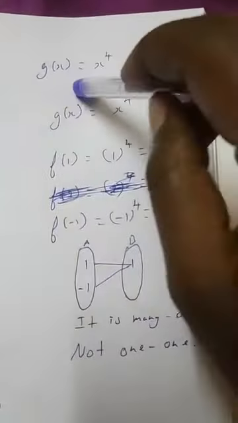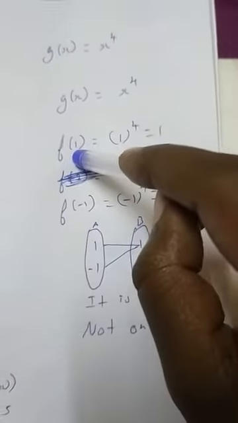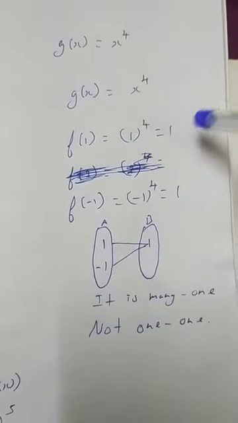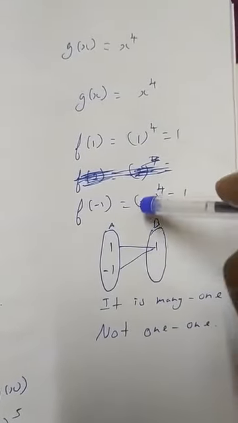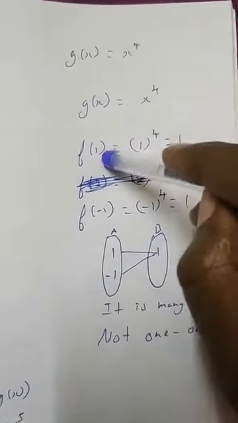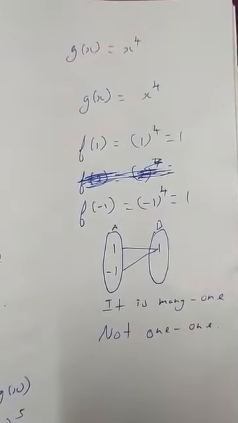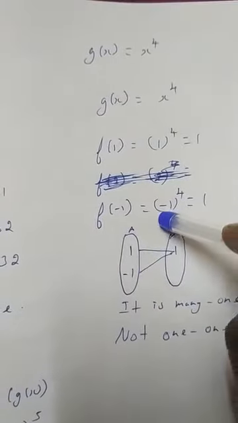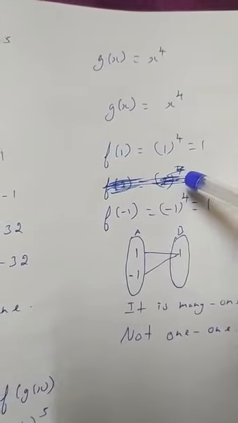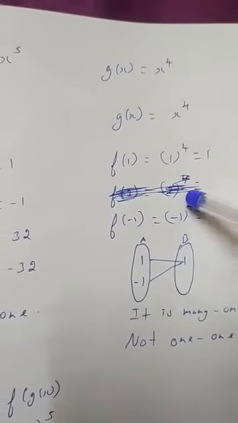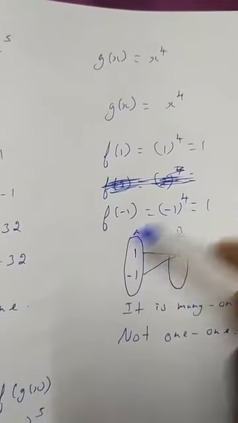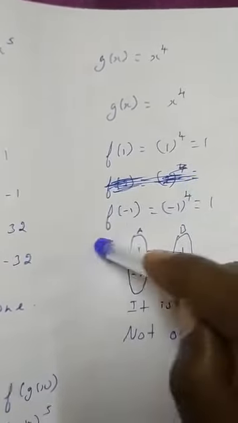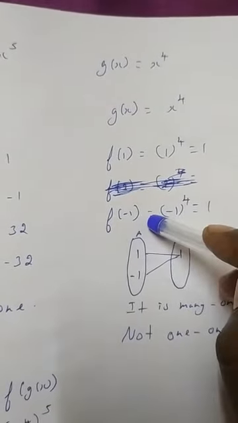Now, go to g(x). What is g(x)? x power 4. Now substitute the same 1. 1 power 4 is 1. If the number is positive, no problem, the answer is always positive. If the number is negative, we have to think. So 1 into 1 into 1 into 1 is 1. Now if I substitute minus 1, minus 1 power 4, a negative number with an even power, the answer should be positive. Minus 1 into minus 1 into minus 1 into minus 1: four minus 1s. Minus into minus is plus, minus into minus is plus, so the answer becomes plus. So g(-1) is plus 1.